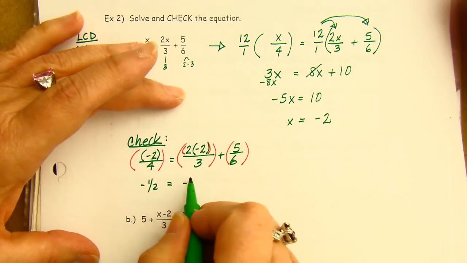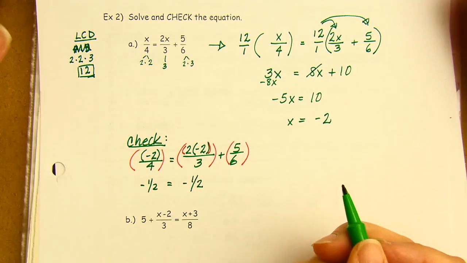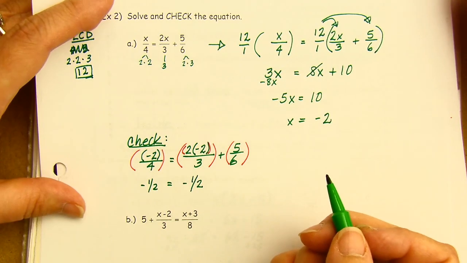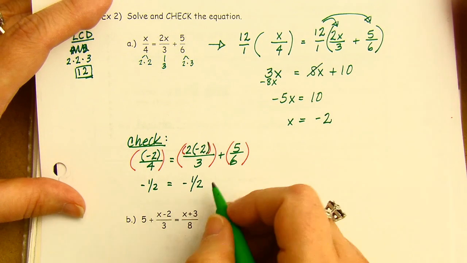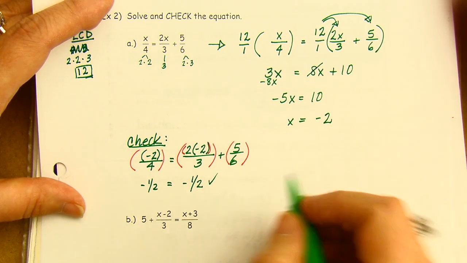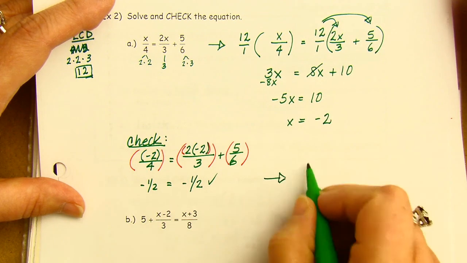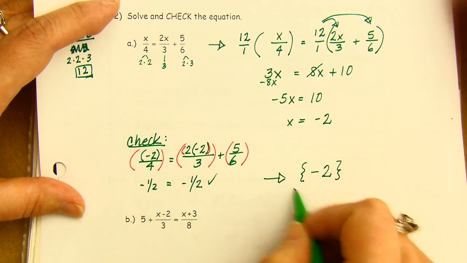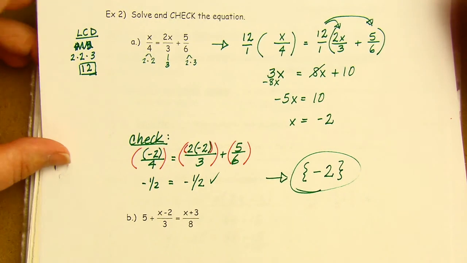Now, sometimes students ask me, if it doesn't equal, how do you know if it's right or wrong? I don't know. Try typing it in again. Try graphing one side and seeing if they intersect there. Since the check does work, I can confirm that my solution is in fact negative 2. And I write my answer in set notation.